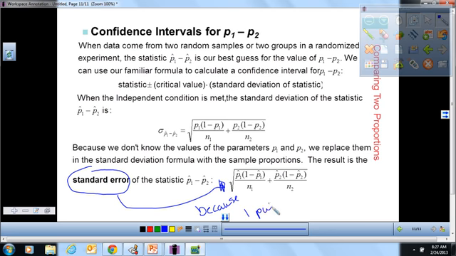I put p hat in the formula instead of p. And when that happens, this standard deviation of the statistic then becomes the standard error, and then we call it of proportions or of the means. Okay, that is not the same as margin of error. Hear me on that. It is not the same. It's just the standard deviation of the statistic, and all you did was put p hat in there, so it became the standard error.